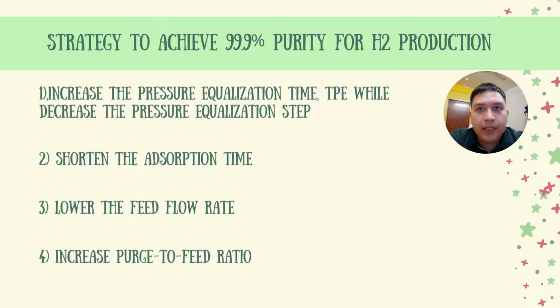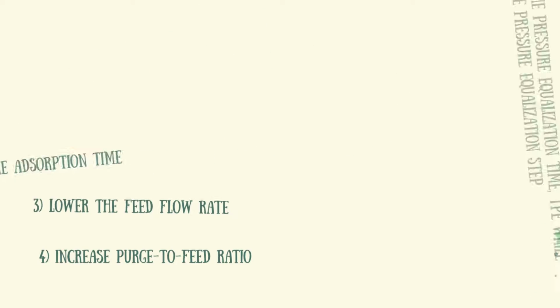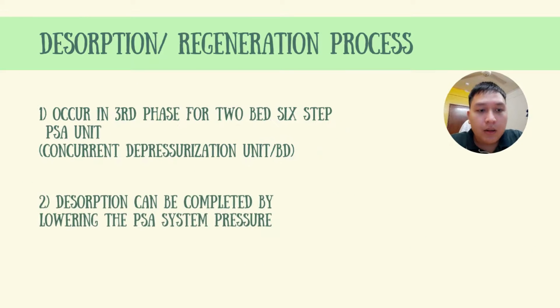The fourth strategy is to increase the purge to feed ratio. With higher purity purge gas, as the purge ratio rises, more pollutant is desorbed and flows out with the purge gas. Desorption occurs in the third phase for the 2-bed 6-step PSA unit, which is also known as the concurrent depressurization or blowdown. Therefore, desorption can be completed by lowering the PSA system pressure.